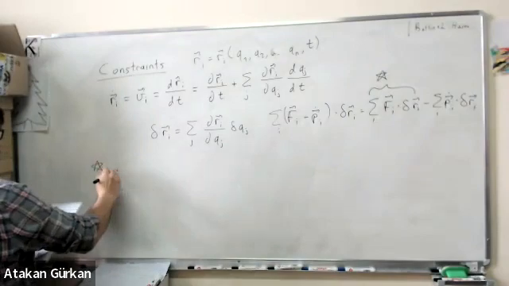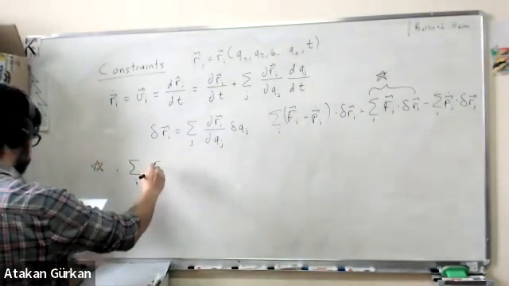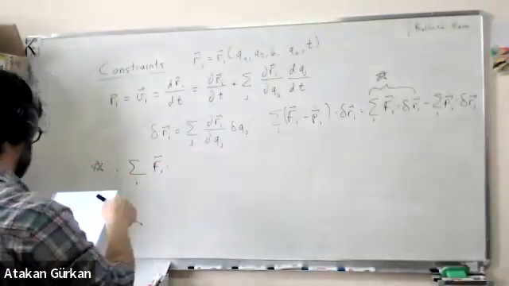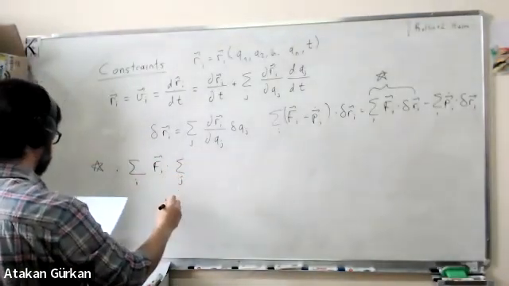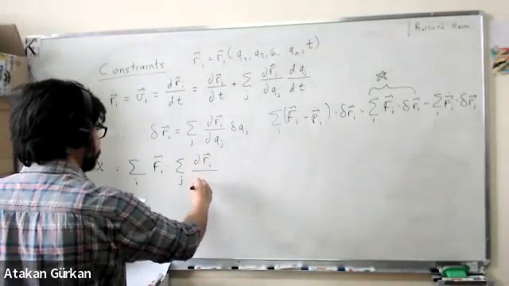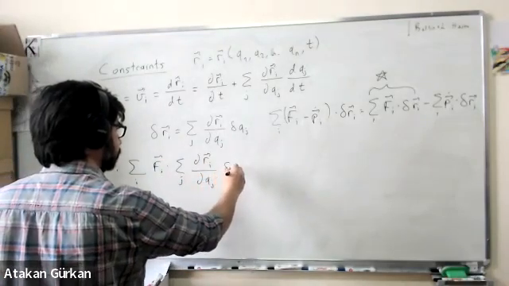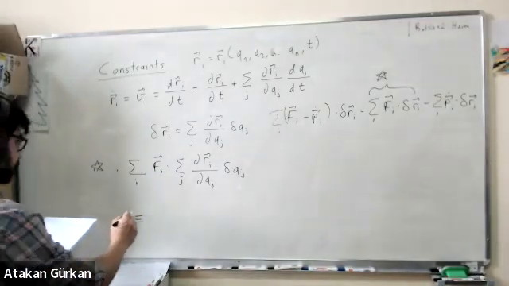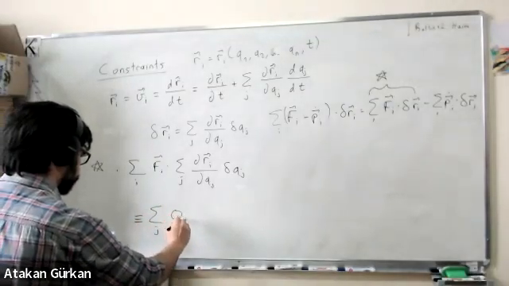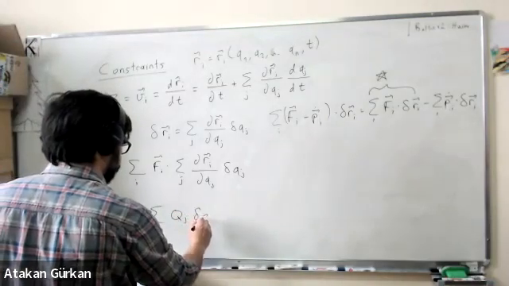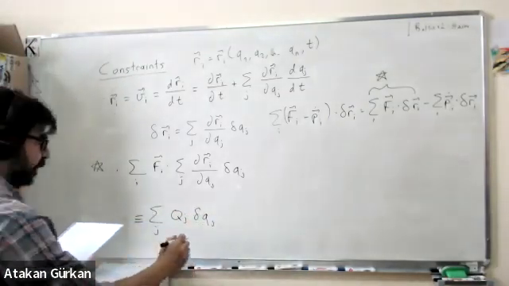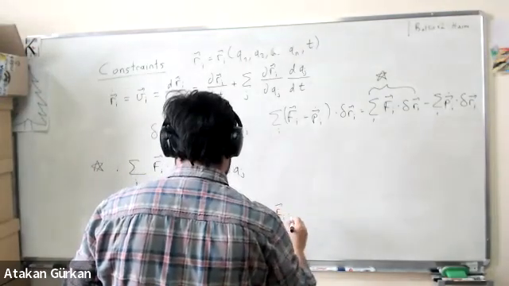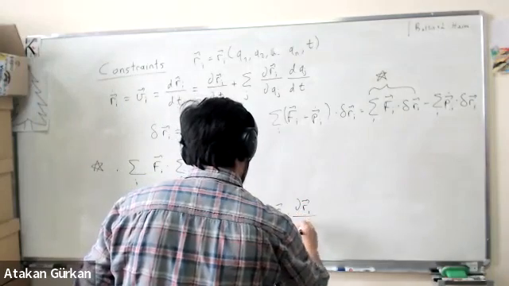So the star is going to be some sum over i of F_i dot, now instead of this displacement, I'm going to take this expression over here. So some sum over j, the partial of r_i with respect to generalized coordinate q_j, and then small change in q_j. And by definition, I'm going to call this some sum over j of Q_j times delta q_j. And here I'm defining Q_j as some sum over i of F_i dot the partial of r_i with respect to q_j.